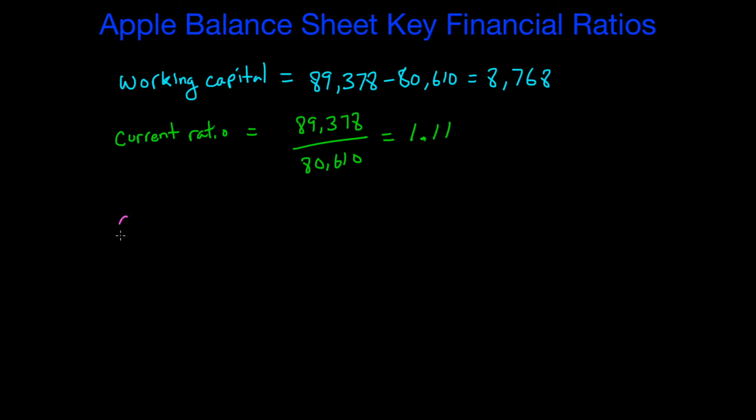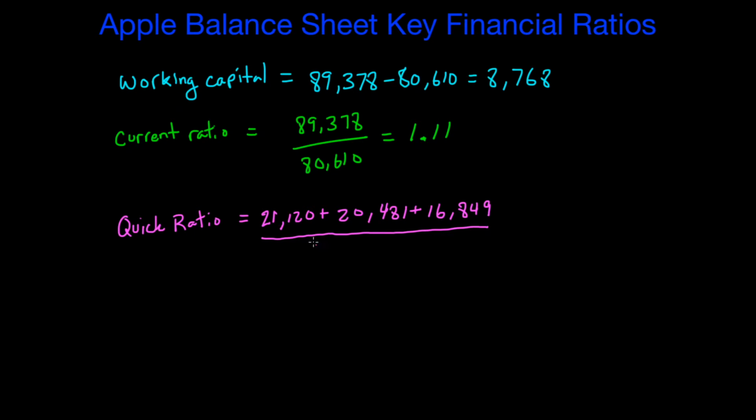We can calculate the quick ratio by adding the liquid assets. Here I chose to add cash, short-term marketable securities, and accounts receivable, which are these three numbers. And we're going to divide all of this by current liabilities. This quick ratio comes out to be 0.76.